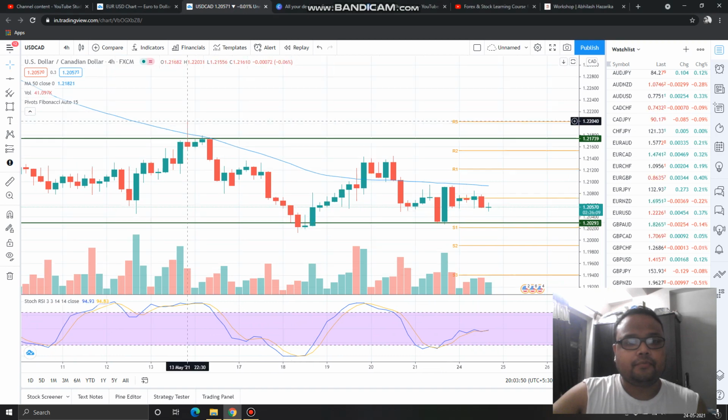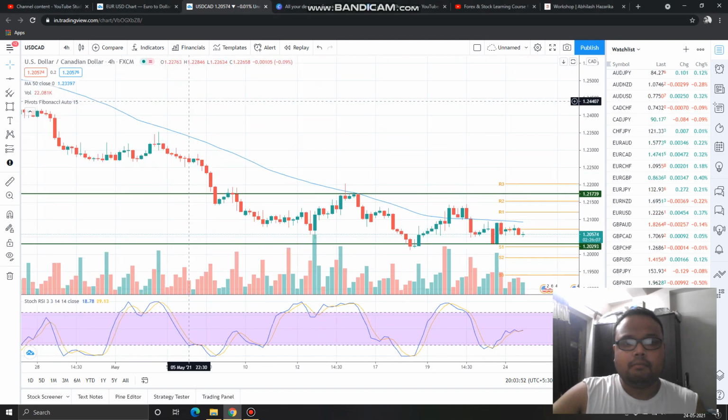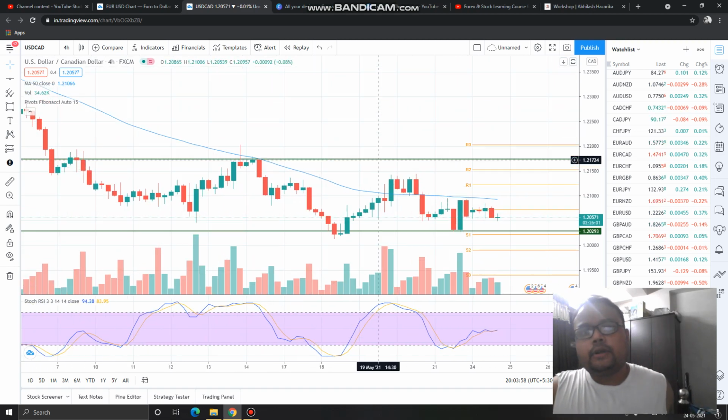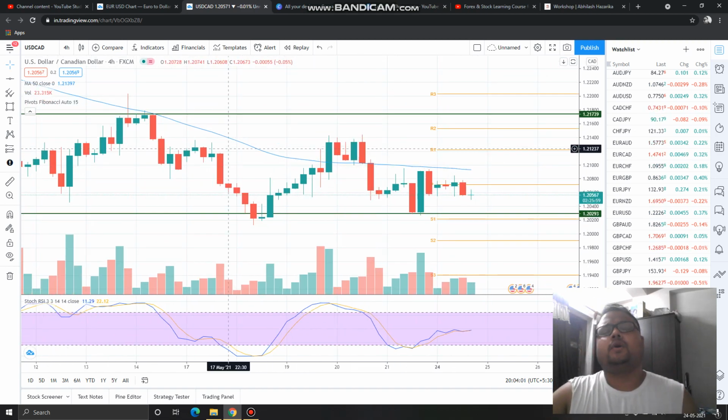Because overall the market is in a downtrend, there is no doubt about it. But if I tell you to look at this particular portion of the chart, what do you think? Is the market still in a downtrend? No. Overall the market is in a downtrend, but as of now, the market is in a tight range. Easily we can see that on the chart.